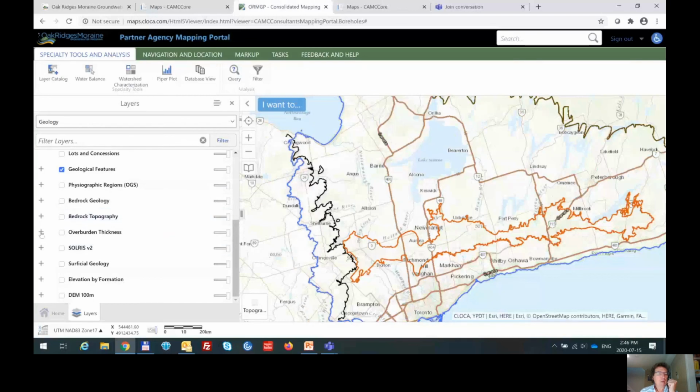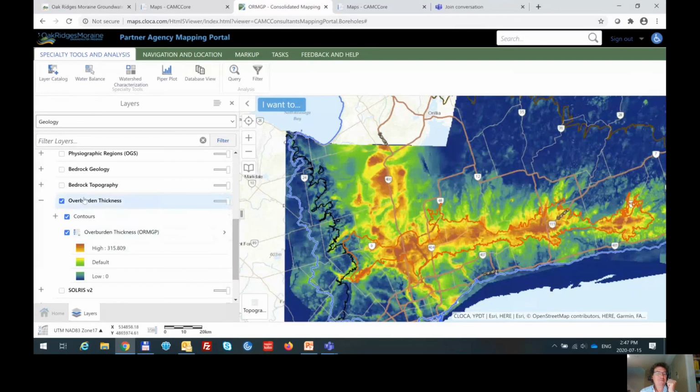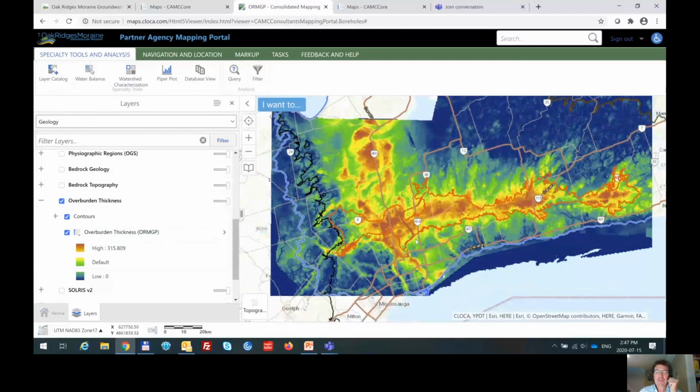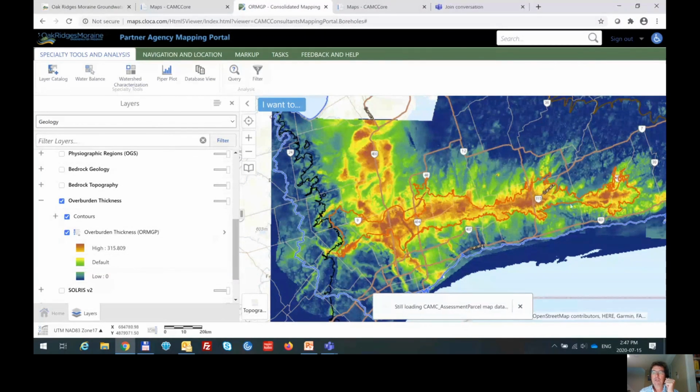Another map at your disposal is Quaternary sediment thickness. I was taught I shouldn't call it overburden, so I won't, but our website does. And you can see the reds would be thicker Quaternary sediment. The blue would be thinner. You can see the thickness of the Oak Ridges moraine coming into play here. You can see the thickness of the bedrock valleys coming up to the Laurentian Valley coming into play here.